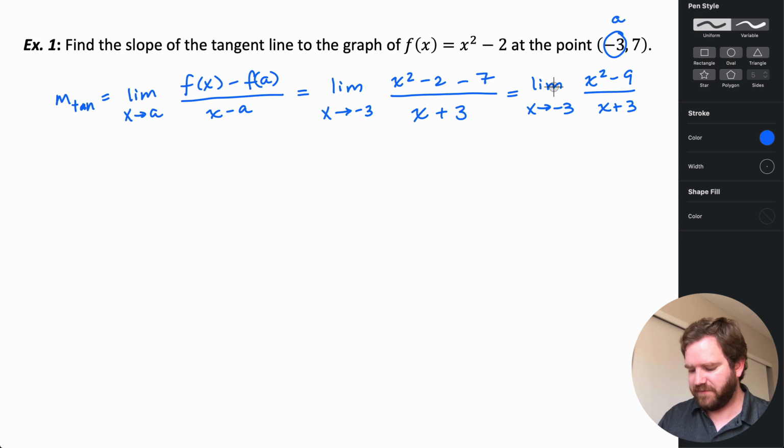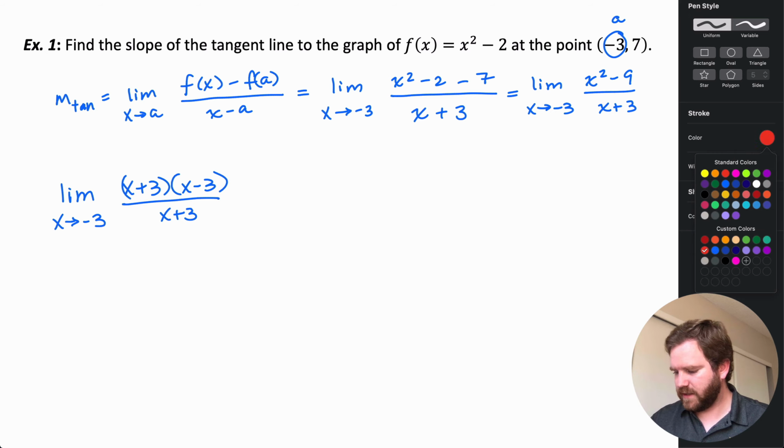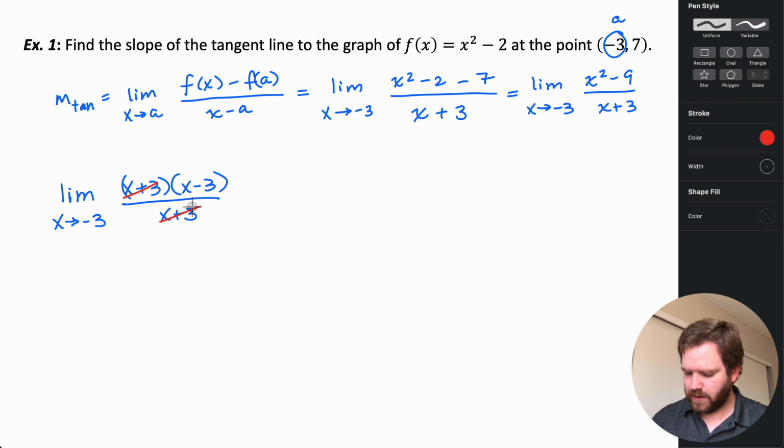We can simplify this by factoring the numerator. So we have the limit as x approaches negative 3 of x plus 3 times x minus 3, all divided by x plus 3. So now we have this x plus 3 in the numerator and denominator that can cancel. And we can then just evaluate our limit with direct substitution. So plug in my negative 3, and I'm going to get negative 3 minus 3, which is negative 6.